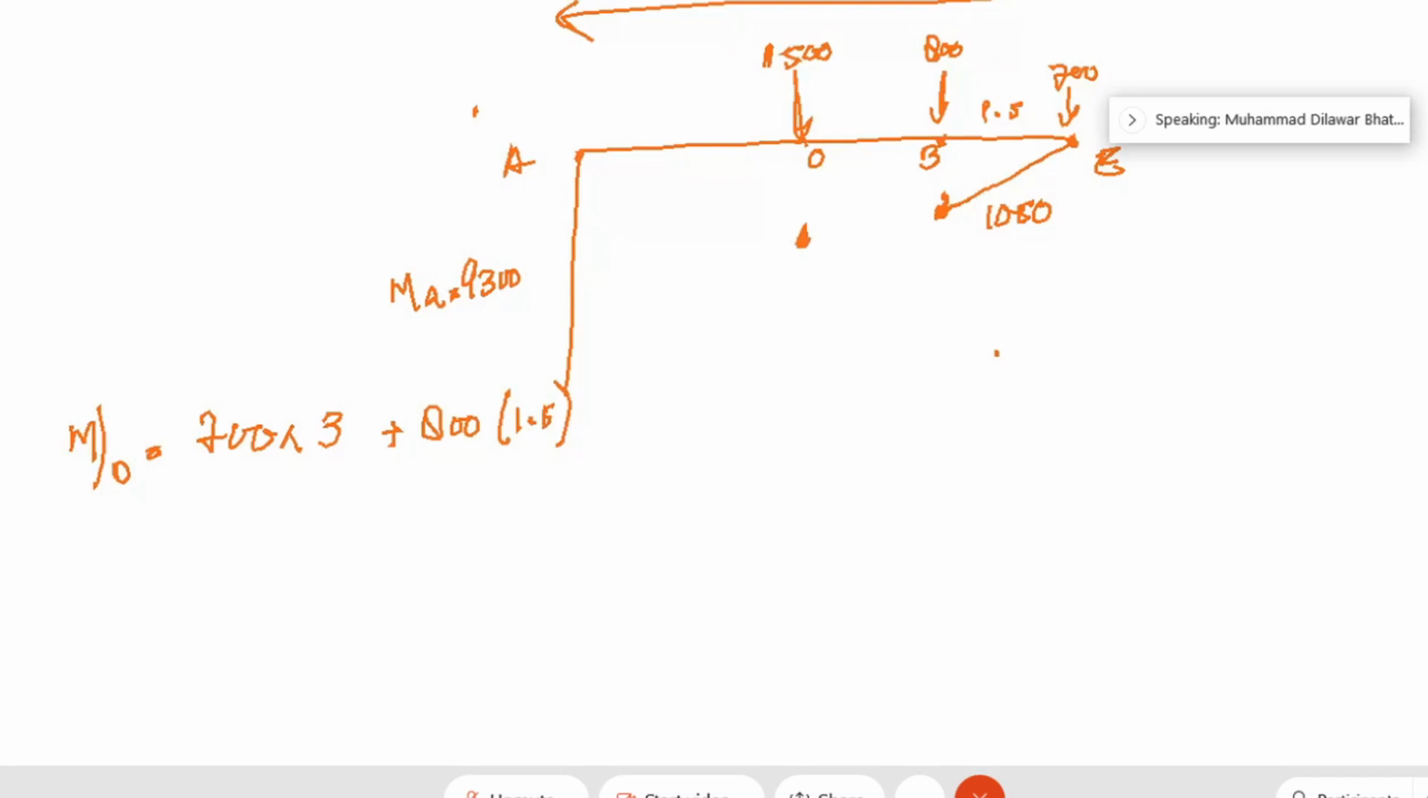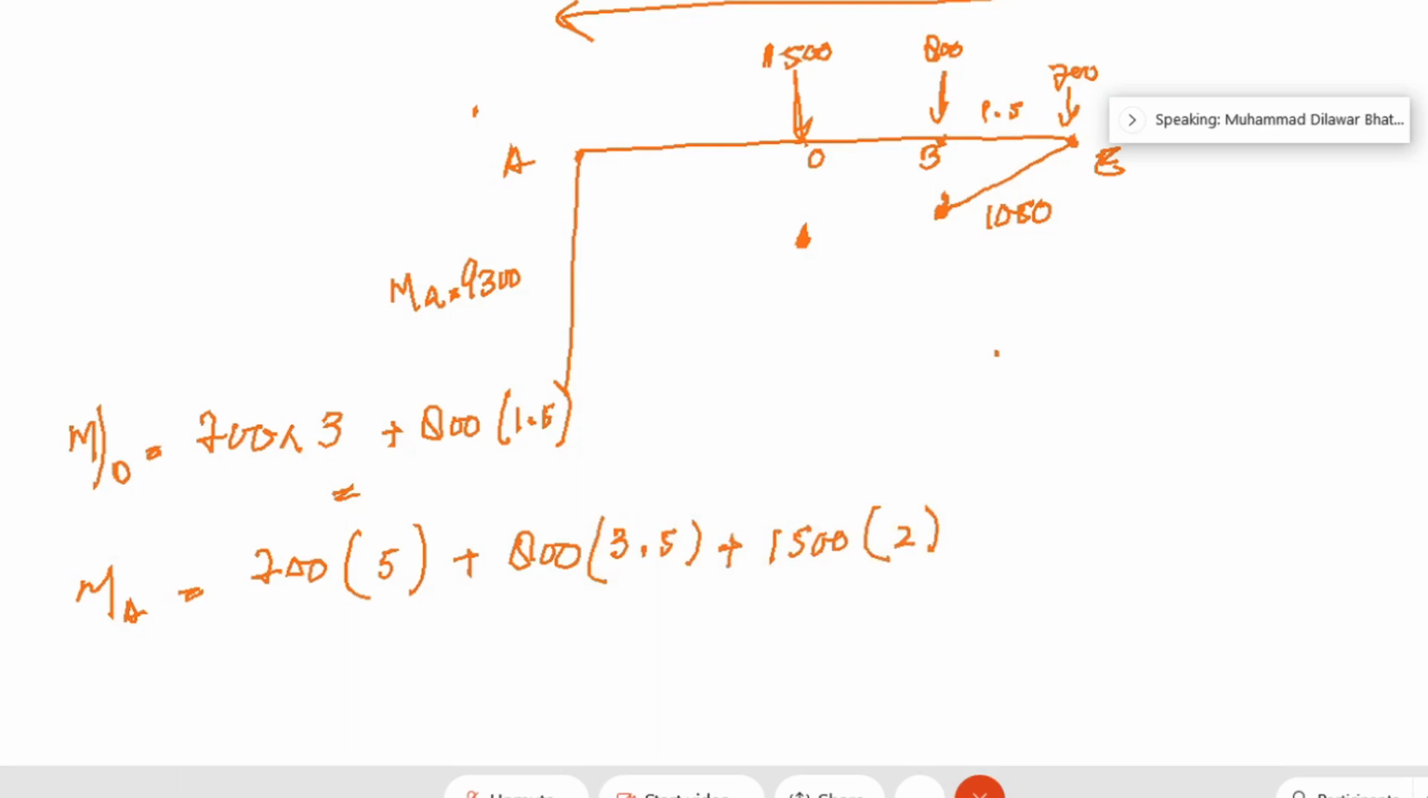Then calculate the values. Then we have moment at point A. That can be calculated 700 multiplied by, how much is the total distance? 2 plus 3, 5. Then plus 800 into, how much is the distance? 2 plus 1.5 is 3.5. And then we have one more load, that is 1500 into 2. Give me the values at MA and MD quickly.